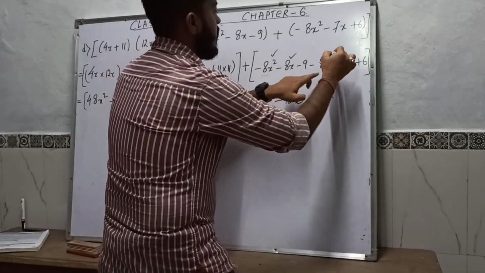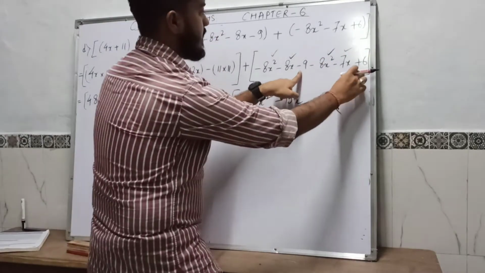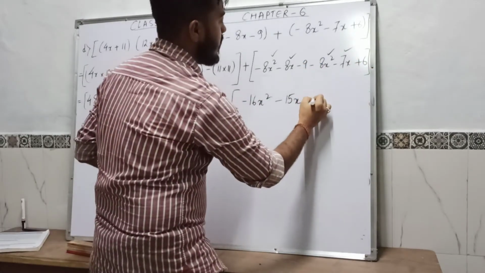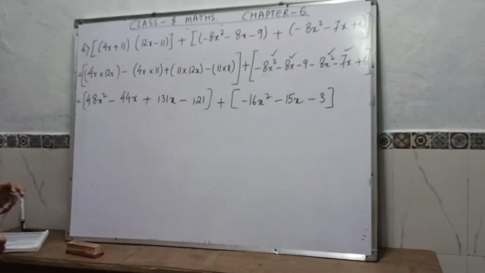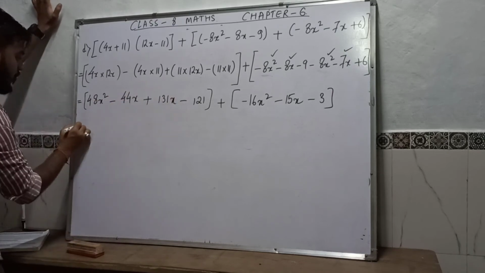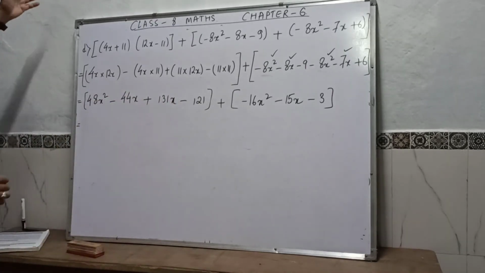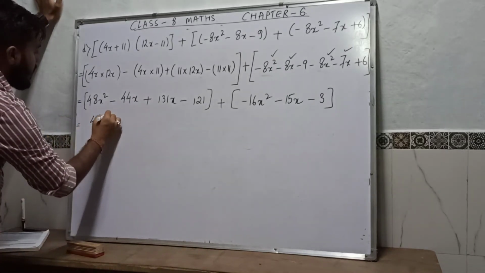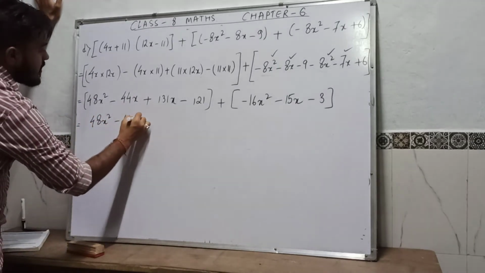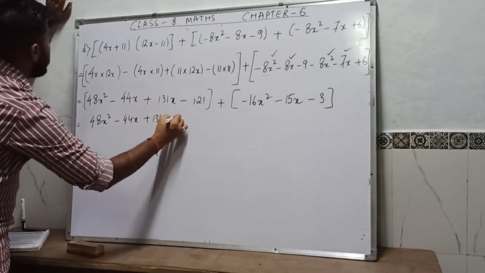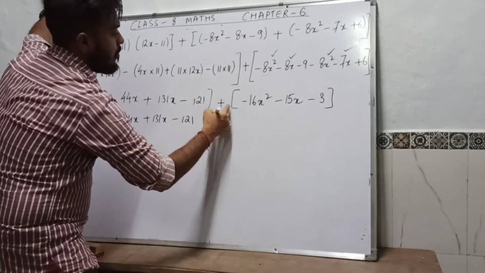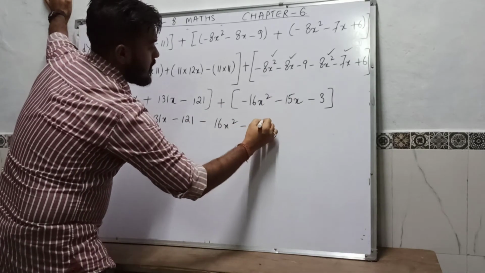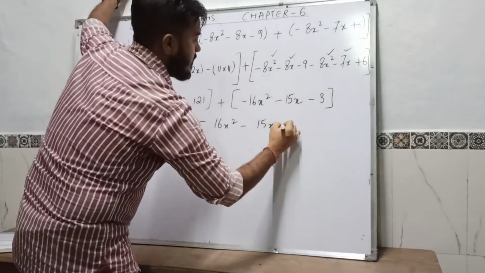So this is done. This is also done. This is done. This is done. Now both the constant numbers, minus into plus is a minus. So 9 minus 6 is a 3. 9 is bigger, so minus 3. Am I clear? Now solve this one. You better open both the brackets and we will solve it. So 48x square minus 44x plus 131x minus 121 plus into minus minus 16x square plus into minus minus 15x plus into minus minus 3.